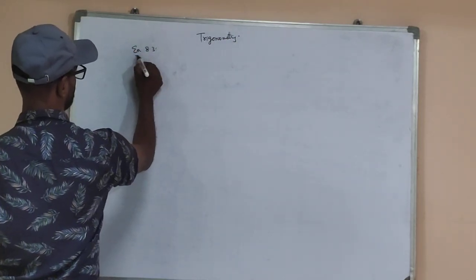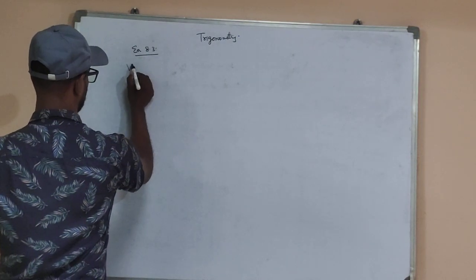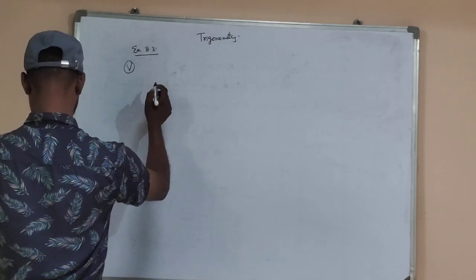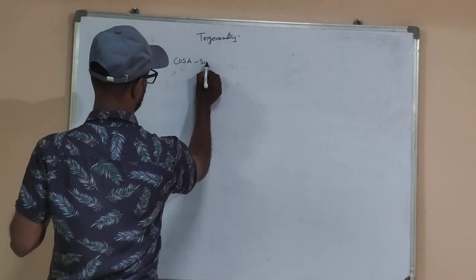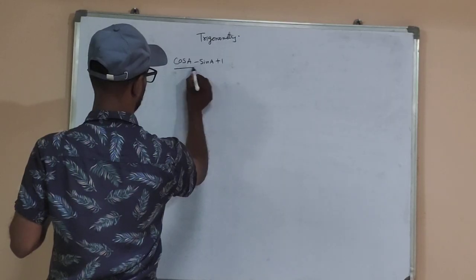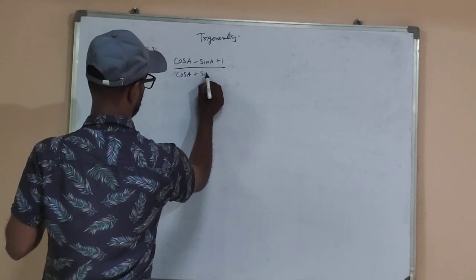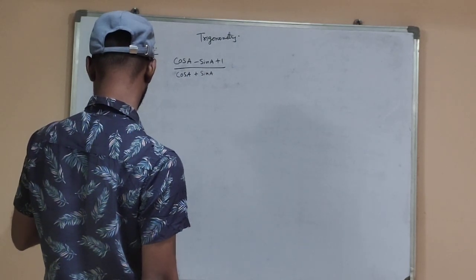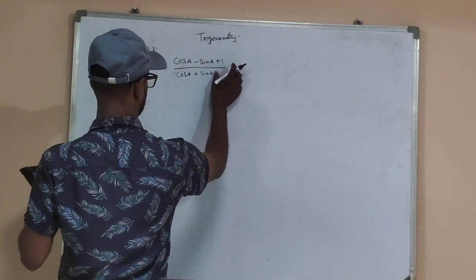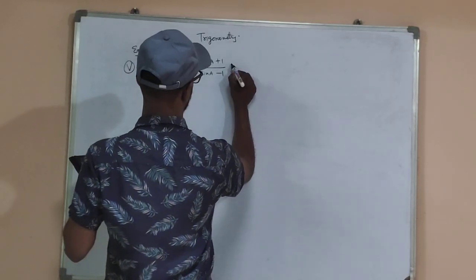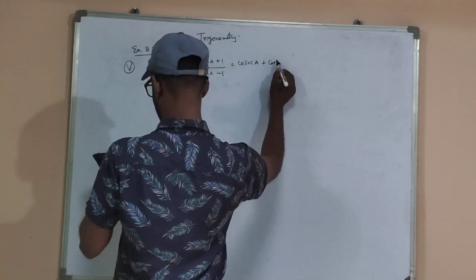Exercise 8.3, fifth question. That is, (cos A minus sin A plus 1) by (cos A plus sin A minus 1) is equal to cosecant A plus cot A.